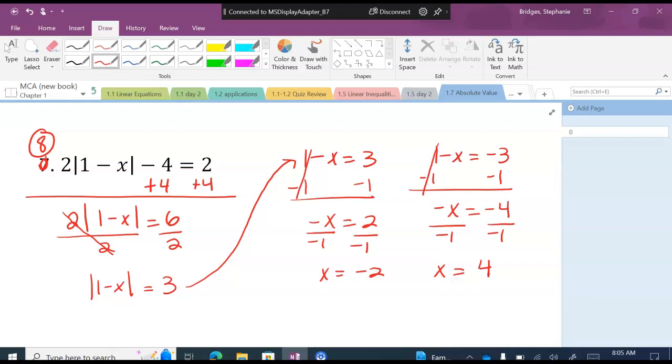So, do you see how in this one I get an x equals 2 and an x equals negative 2/3? Well, the 2 works. 2 plus 2 is 4. 2 times 2 is 4. Absolute value of 4 is 4.